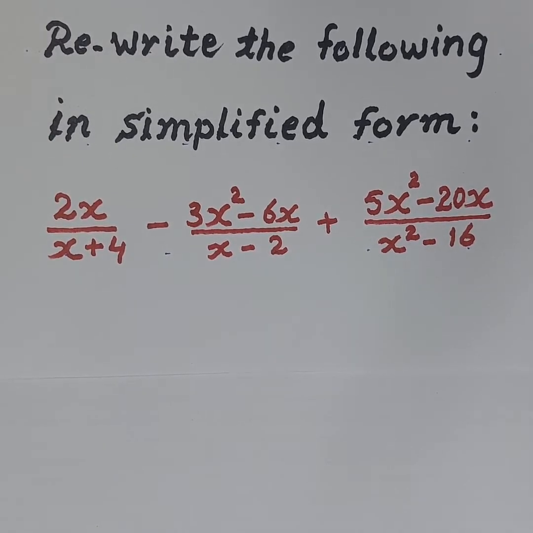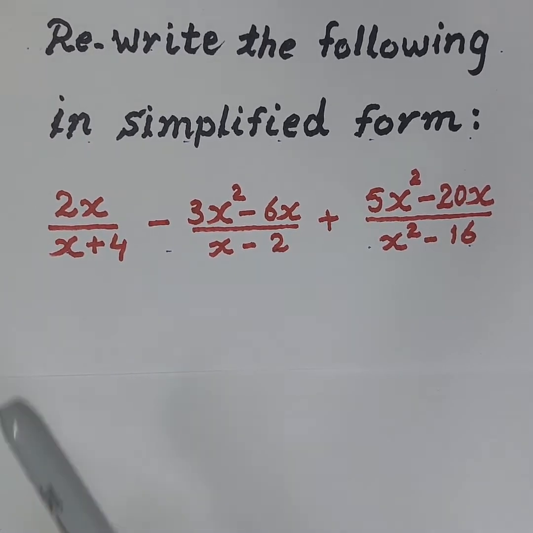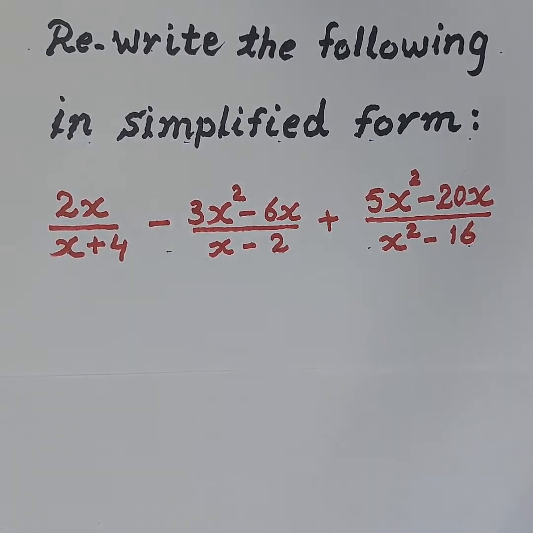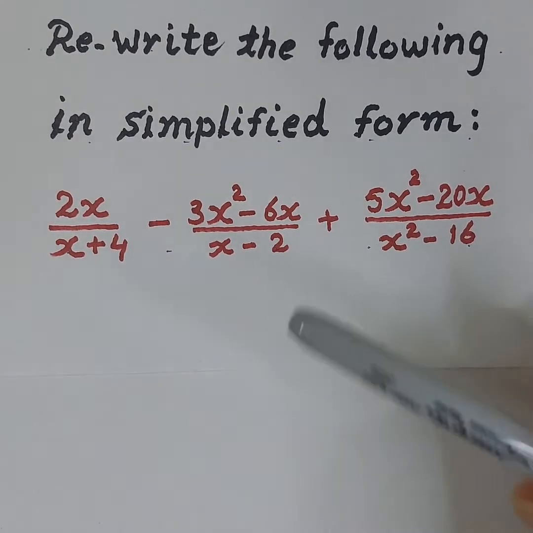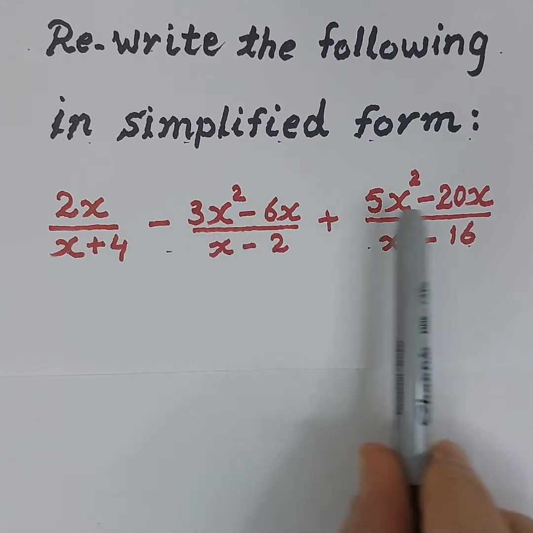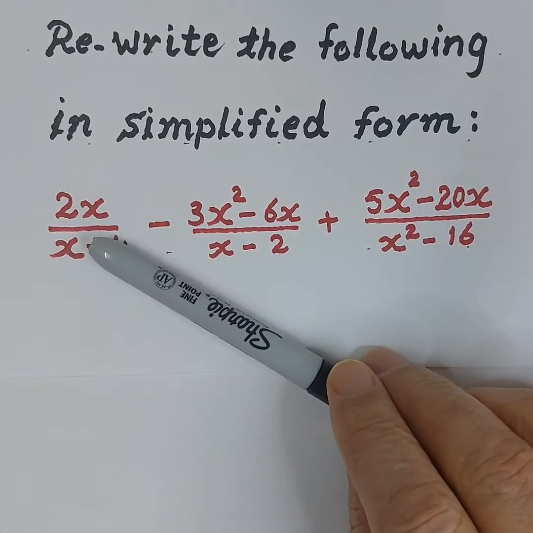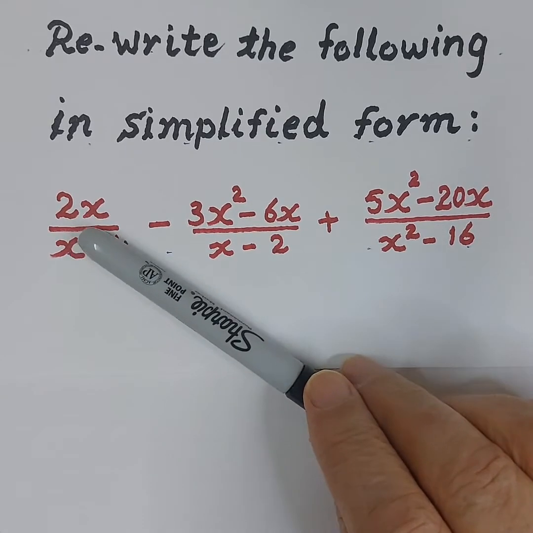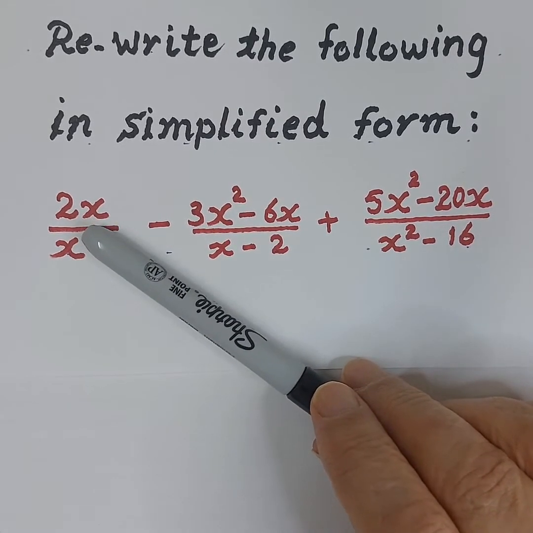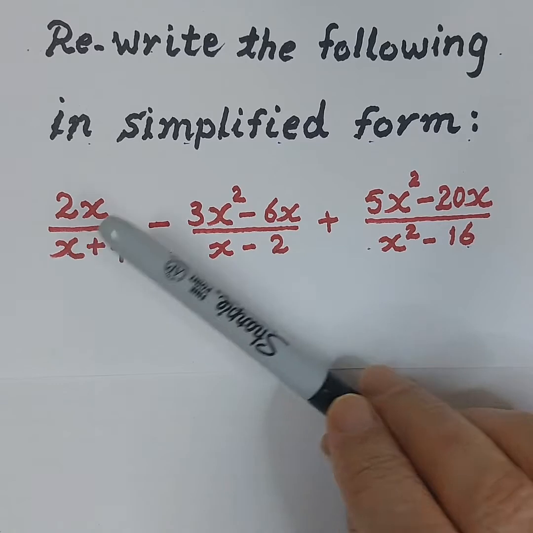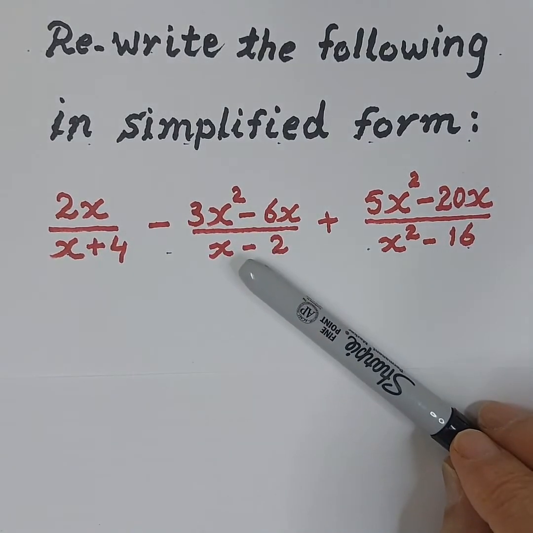Once again we are here to discuss how can we put these quantities in simplified form. As you see here, we have three quantities added or subtracted. Maybe this one we don't have any simplifying for it, so we'll look for this one.